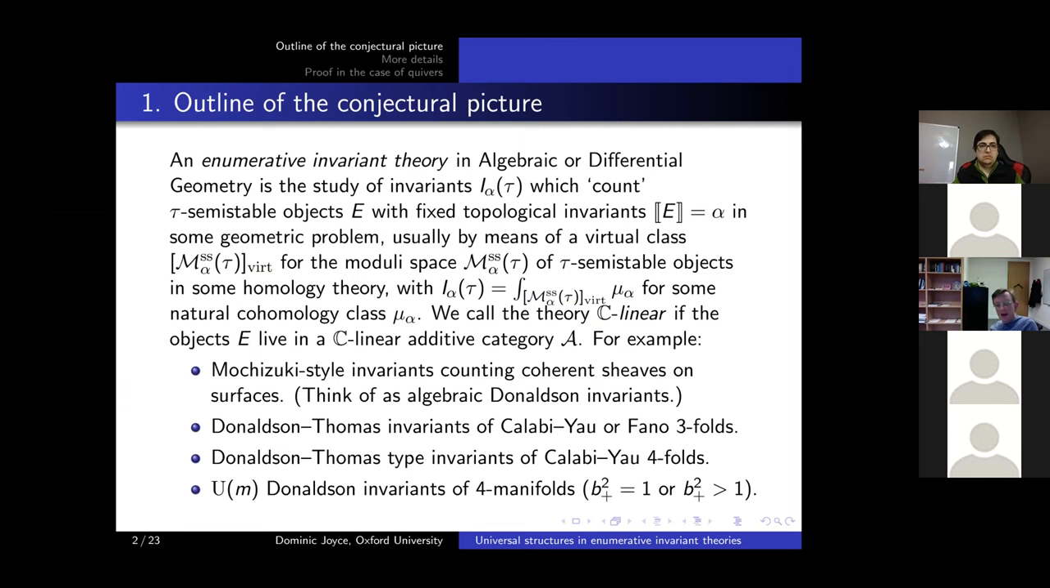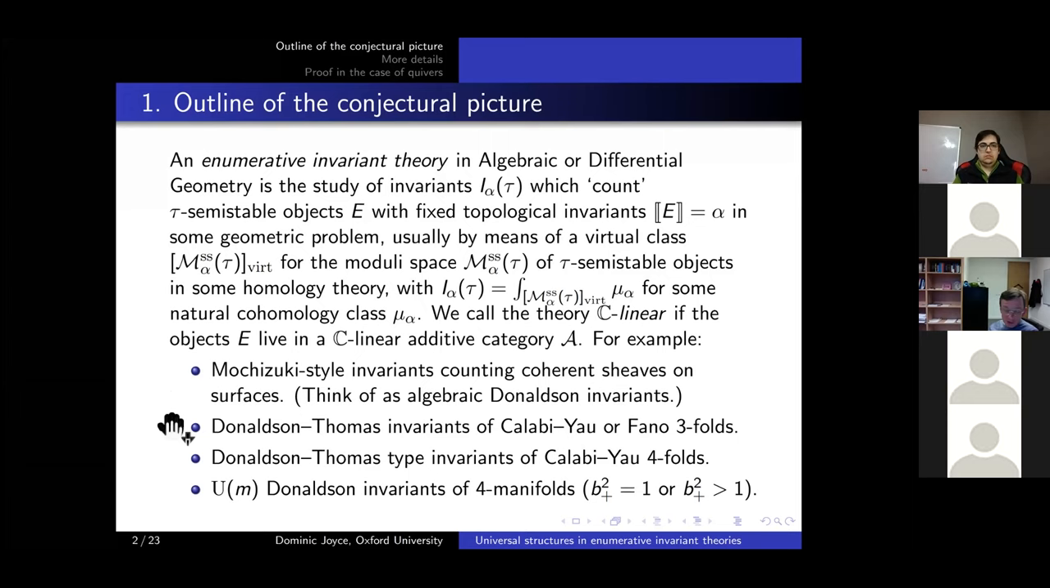Some examples of this would be invariants counting coherent sheaves on surfaces, in the style of a Springer lecture notes volume by Takuro Mochizuki, which is dealing with invariants counting sheaves on surfaces. You can think about them as algebraic Donaldson invariants. And the stuff I do has quite a lot in common with Mochizuki, particularly in terms of some of the methods I use.